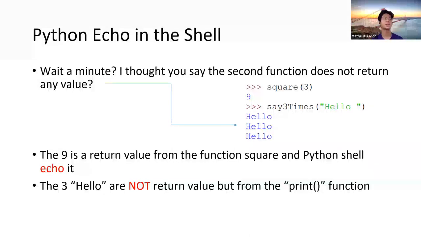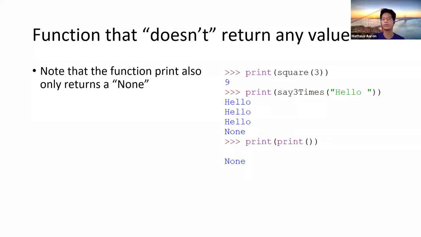So if you run it in the Python shell, you won't be able to see the difference. Just like you can see here, the square will give 9, and say three times will print hello 3 times. What you need to distinguish here is that the 9 is the echo of the return value, and the say three times output is the result of the print function. So if you actually print the results of the function, the first one will simply print the return value, which is 9. The second will still run the code, which prints hello, hello, hello, and then print None, because that is its return value.